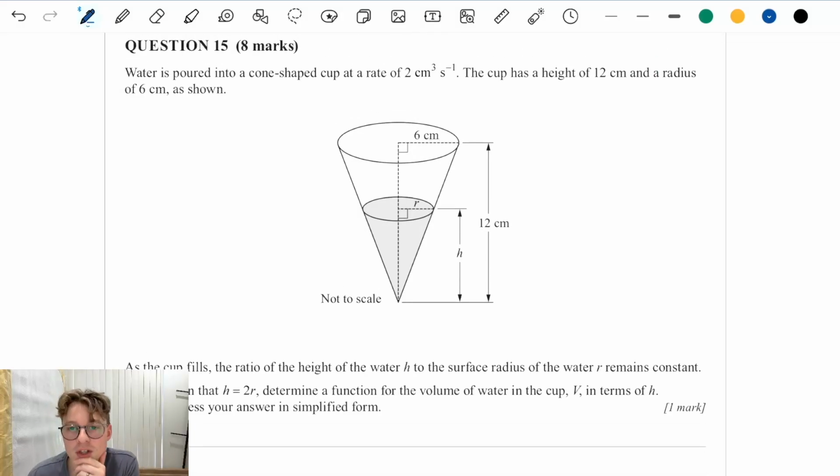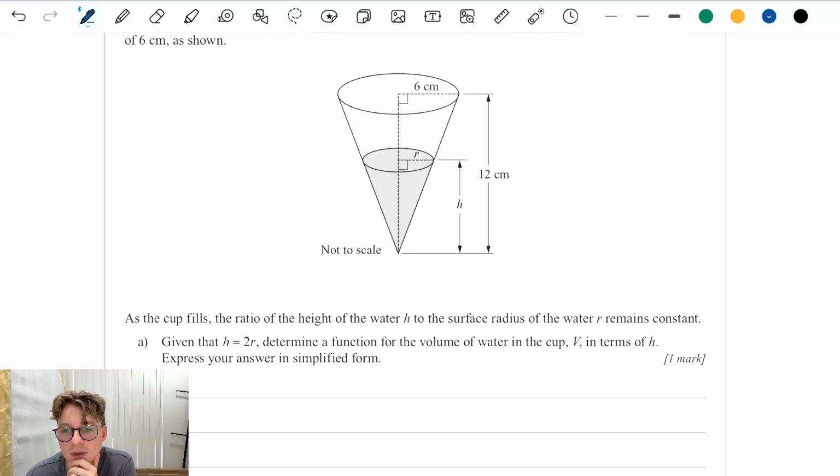So, question 15. Water is poured into a cone-shaped cup at a rate of 2 centimeters cubed per second. The cup has a height of 12 centimeters and a radius of 6 centimeters as shown. As the cup fills, the ratio of the height of the water h to the surface radius of the water remains constant. Given that the height equals 2 times the radius, and that ratio is constant, the height's always going to be equal to double the radius. Determine a function for the volume of the water in the cup V in terms of h. Express your answer in simplified form.